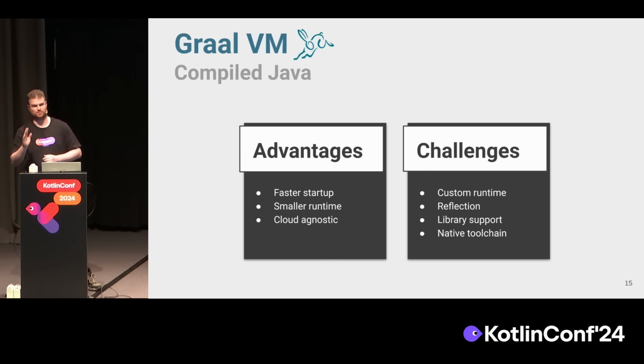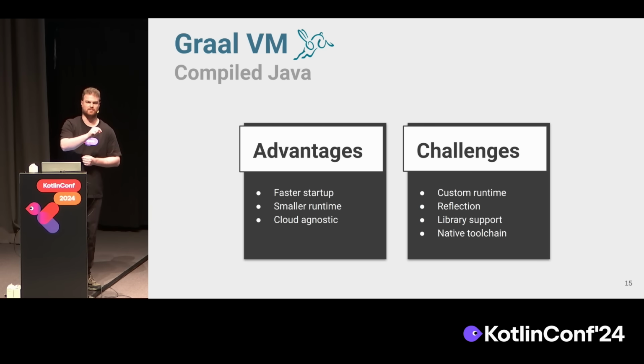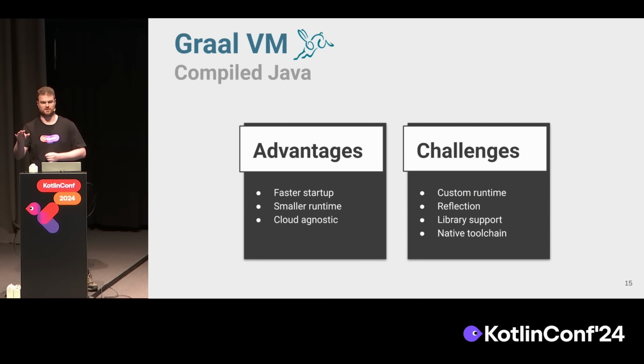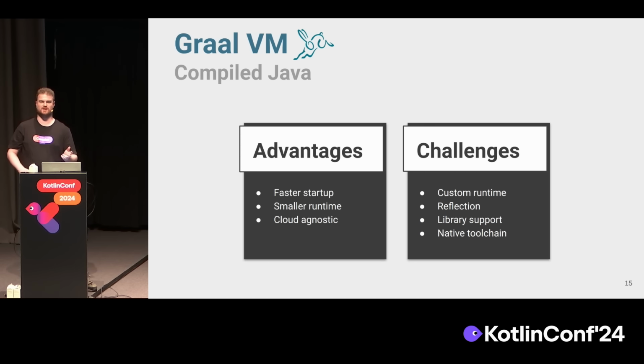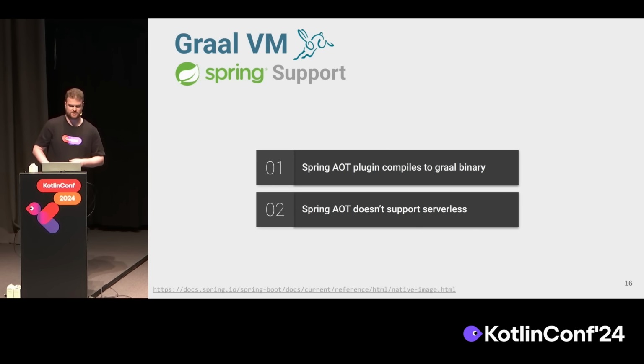But there are still challenges, the same challenges that made me very nervous about trying this. It requires a custom runtime. So the apps that you design for running on the JVM, the harness, aren't going to work anymore. It doesn't really like reflection, doesn't really like a lot of libraries, and it requires you to have a native toolchain installed, which can be a little bit difficult. But these challenges can be overcome. It just kind of depends on what stack you're using.